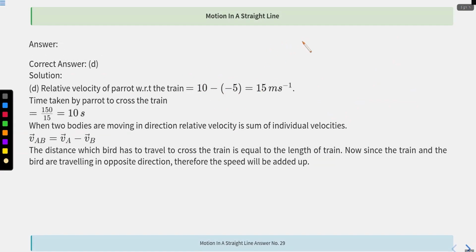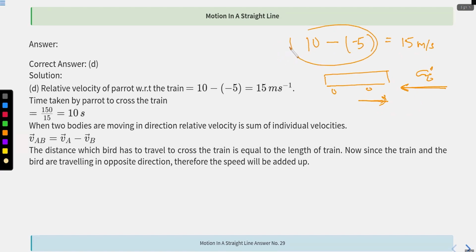Fine. So what will the relative motion of the parrot with respect to the train be? It will be 10 minus of minus 5. Why will it be minus of minus 5? Because this time the situation is that this is my train, moving in this direction, let's say to the right side, and the parrot, which is flying over here, excuse my drawing, is moving towards the train. It's not moving away from the train. If it was moving in the same direction, then we would have just normally subtracted, Va with respect to Vb is Va minus Vb, correct?